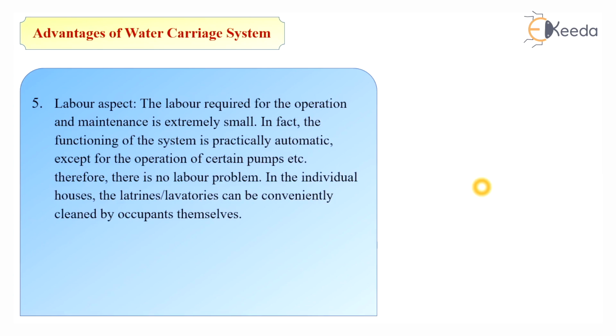Labor aspect. The labor required for the operation and maintenance is extremely small. In fact, the functioning of this system is practically automatic except for the operation of certain pumps, etc. Therefore, there is no labor problem. In the individual houses, the latrines and lavatories can be conveniently cleaned by occupants themselves.